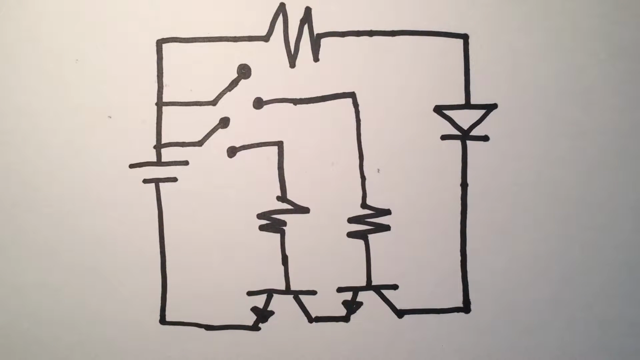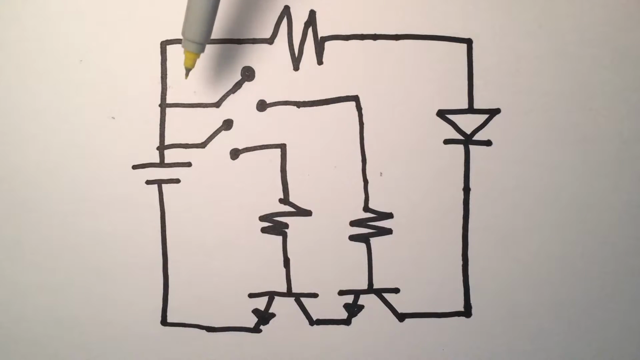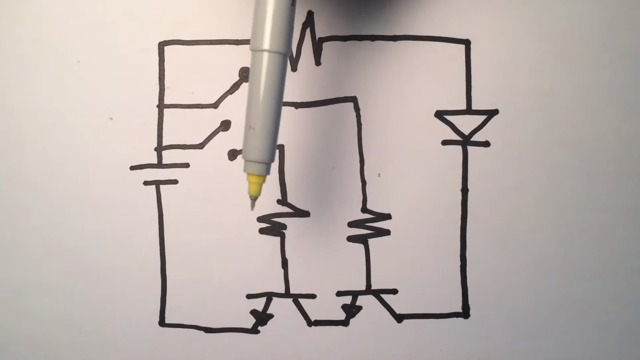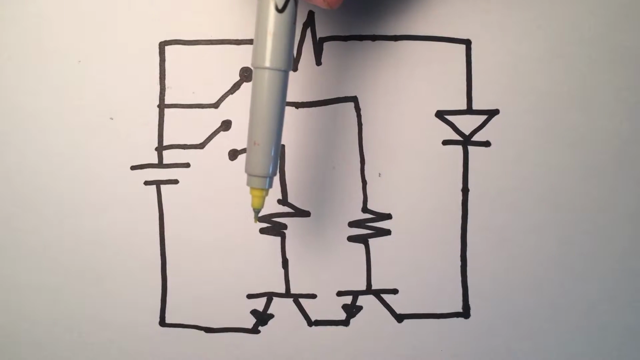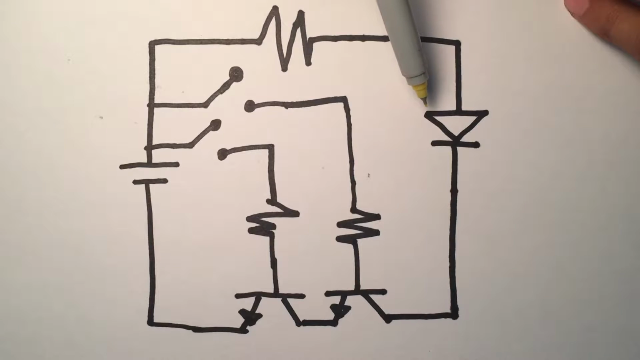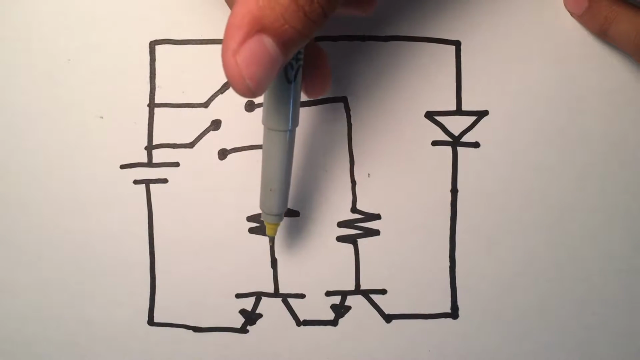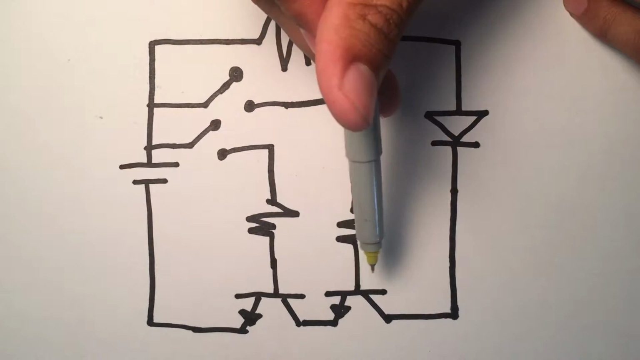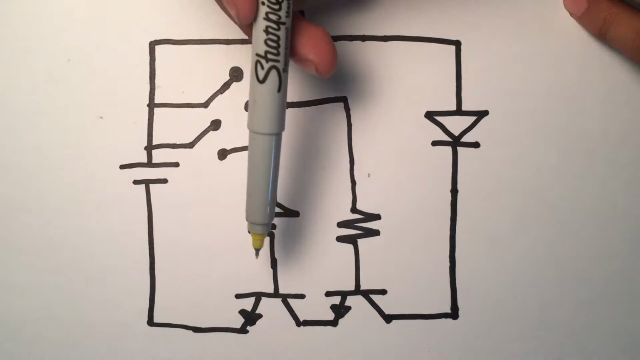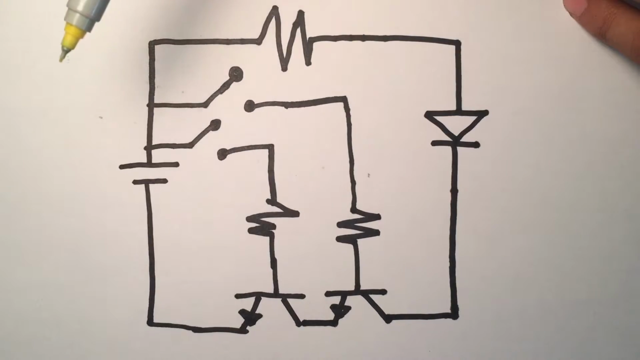So this is a basic schematic of what's going on here. Essentially, we have 2 switches or buttons going to the bases of the transistors, and the transistors determine whether or not the LED shines. The reason why we have 2 resistors before the bases of the transistors is because if you send too high of a current into the transistor, you can kill them.